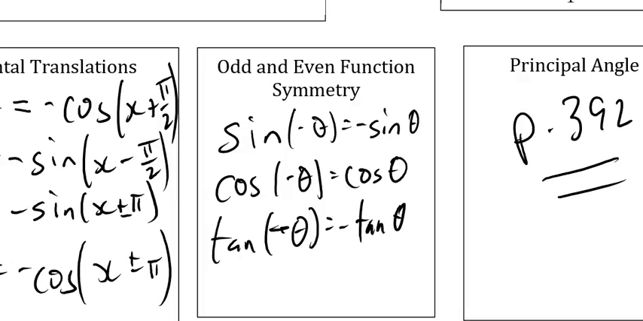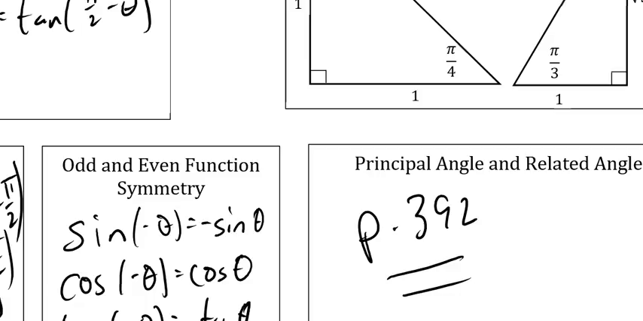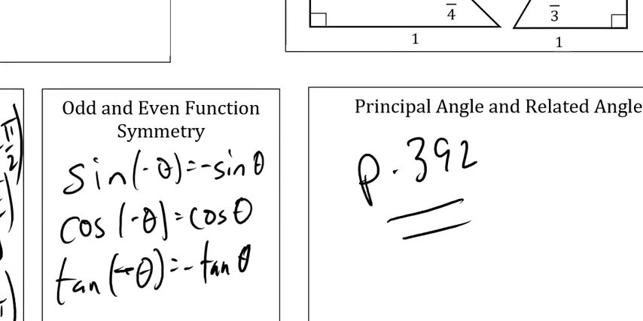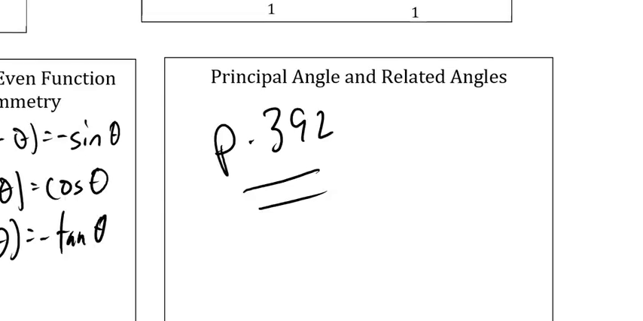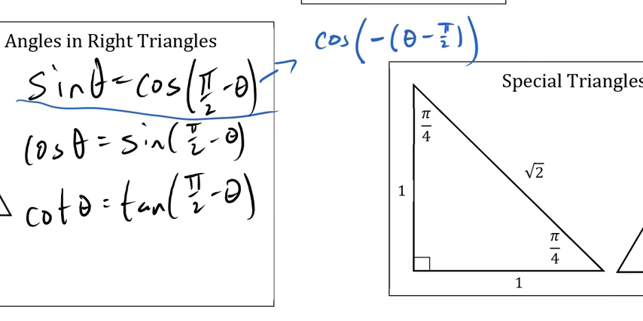And then, did we miss one? No, that was the third one already? Yeah, okay, good. And then the last one, principal and related angles on page 392. That's right where the work starts. All the formulas are listed there. I want to get to a couple of examples. You can write them down, copy them from there. These guys are there as well.